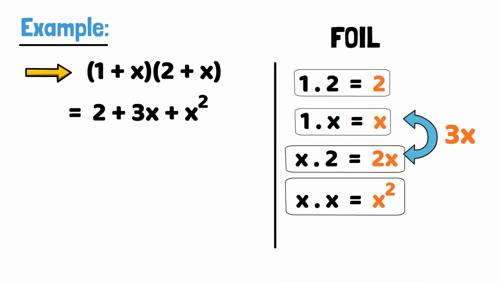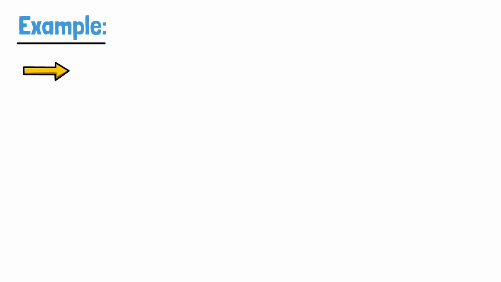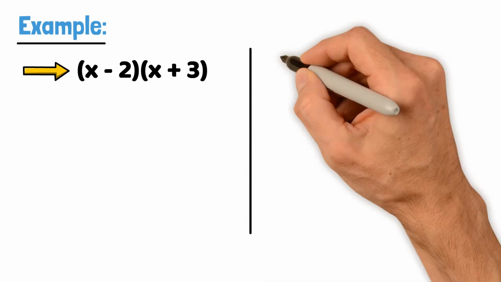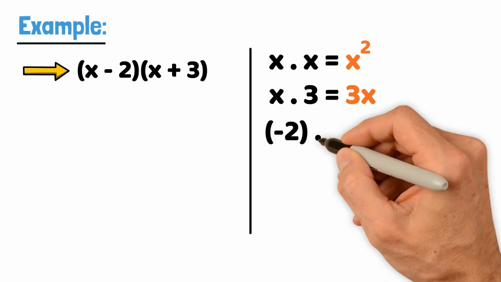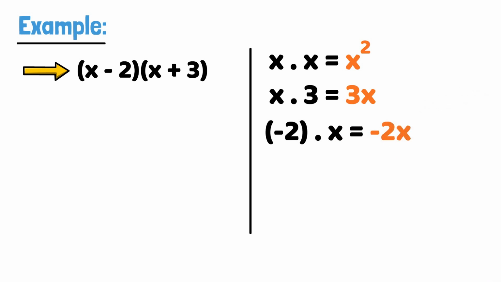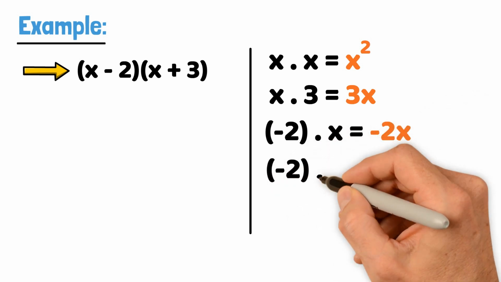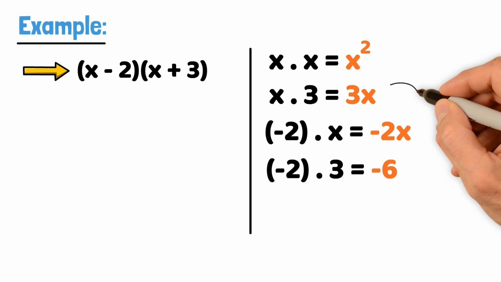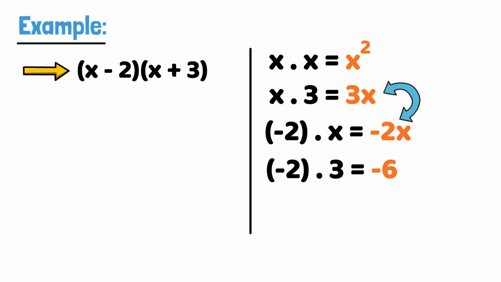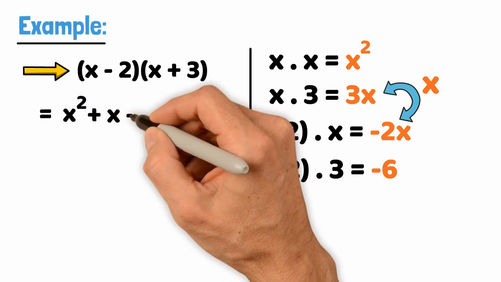For another example, let's simplify x minus 2 times x plus 3. The first expression is x times x, which is x squared. The outer is x times 3, which is plus 3x. The inner is negative 2 times x, which is negative 2x. And the last is negative 2 times 3, which is negative 6. Again, the middle two terms both have the same variable, x, and so they can be combined into 3x minus 2x, which is x, for a total answer of x squared plus x minus 6.